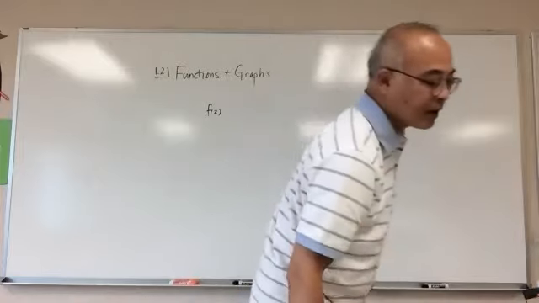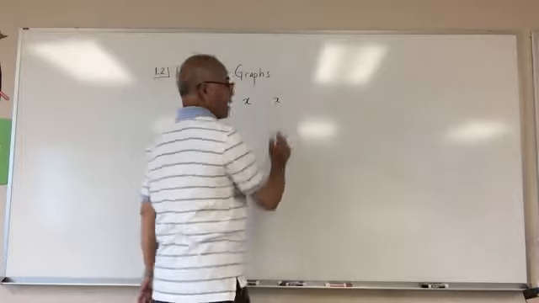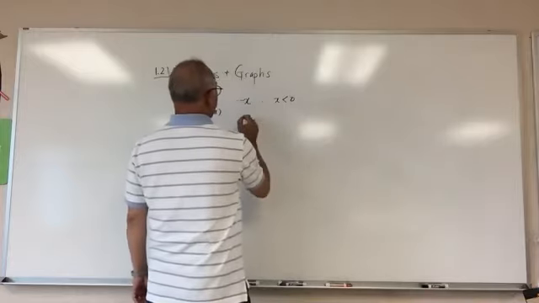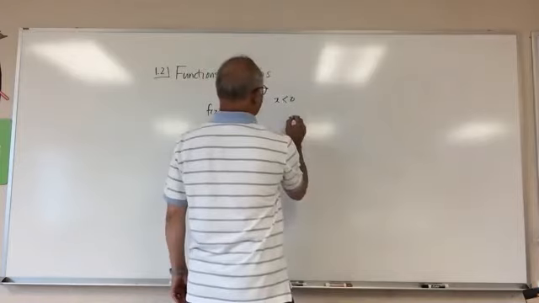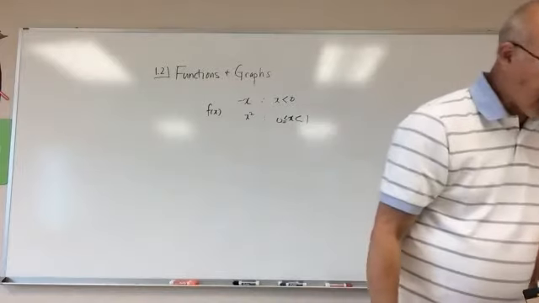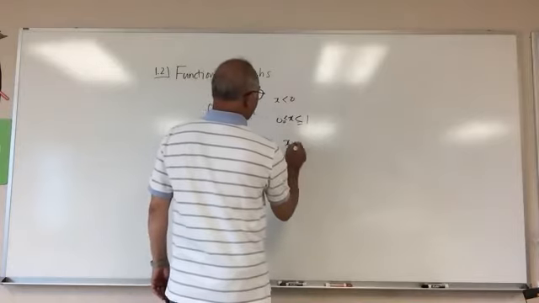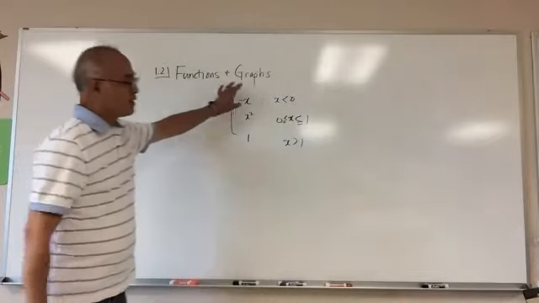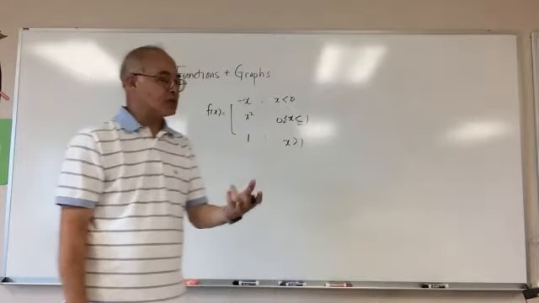as negative x when x is less than 0, and it's x squared when x is between 0 and 1. And then it's equal to 1 when x is greater than 1, okay? So this is the function. The function is defined in pieces. Hence, it's called a piecewise function.